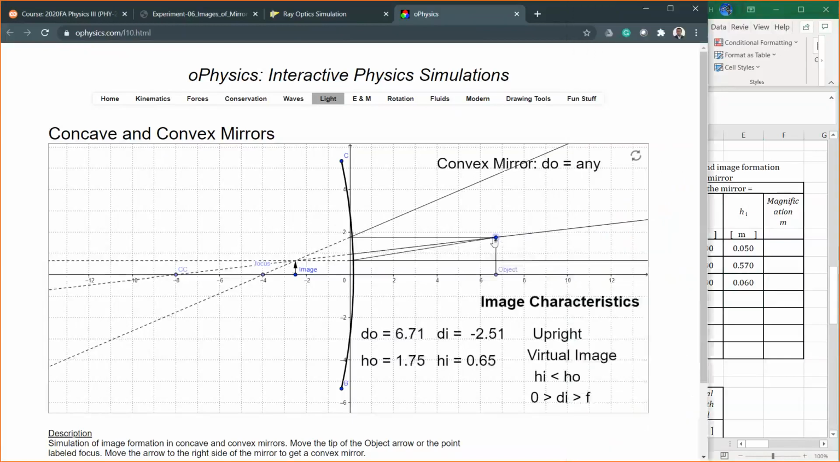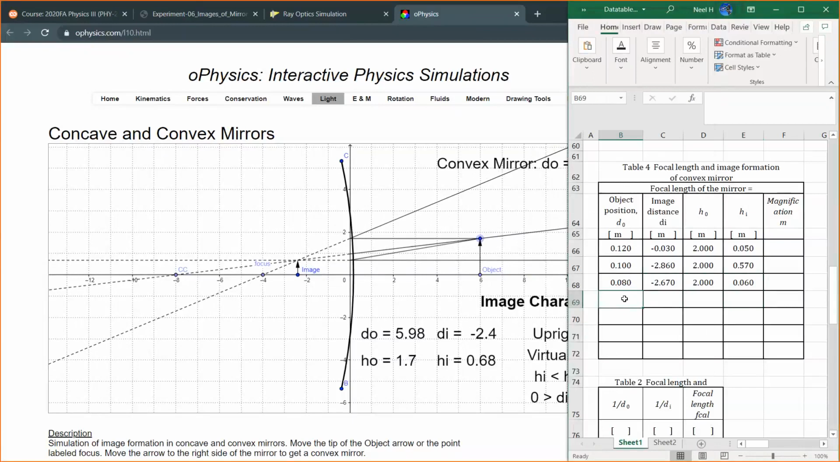Let's bring it to the 6.0 location. Now it's about 0.06. The image is about negative 2.4. The size of the object is 2, and the size of the image is 0.68. The image is getting a little bit larger. It's not very sensitive, but the size is slowly increasing. You can see it started at 0.5 and then slowly the image size increases as the object comes closer.